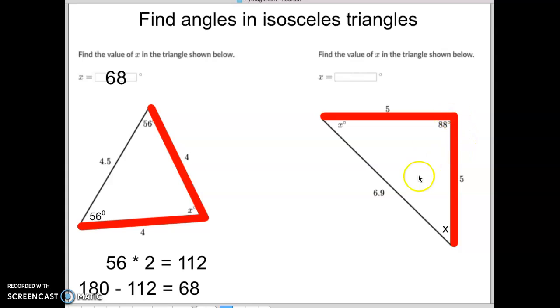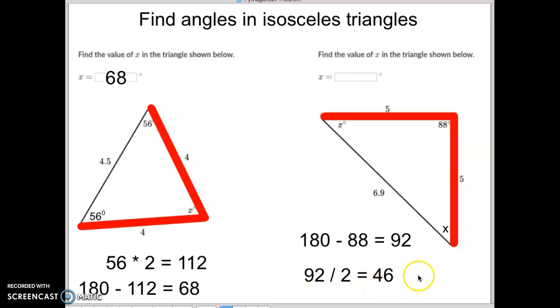We know this one is 88. So if I subtract 88 from 180, I know that I have 92 degrees left over between these two angles. Since they're both exactly the same, we're just going to divide this 92 in half. So half goes here, half goes here. And what we get when we do that is 46 degrees.